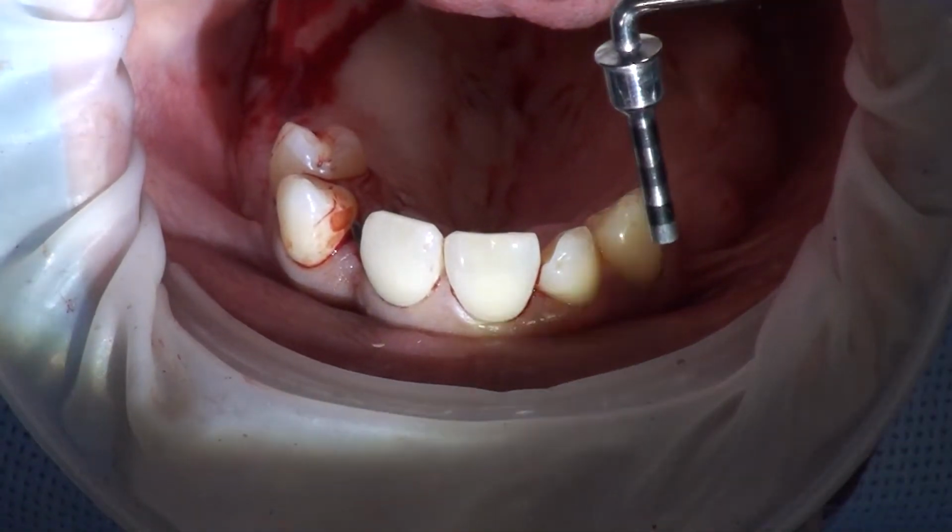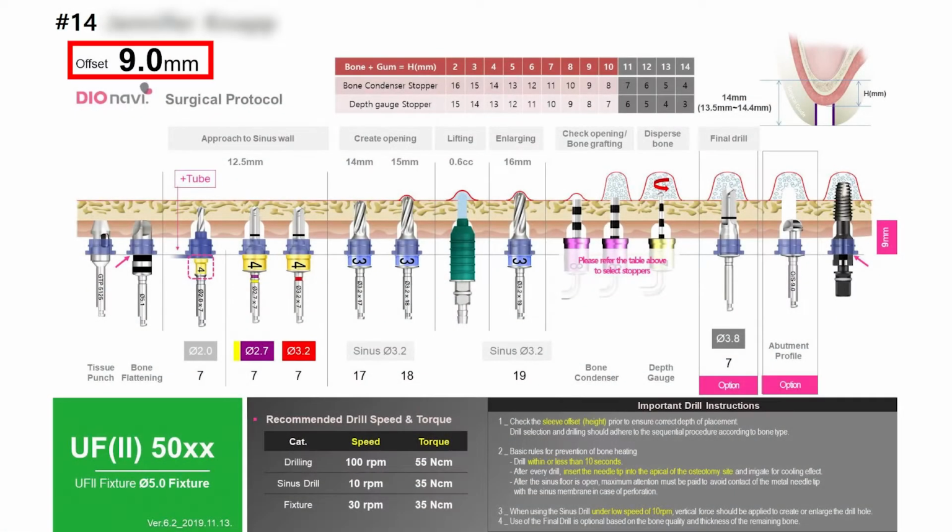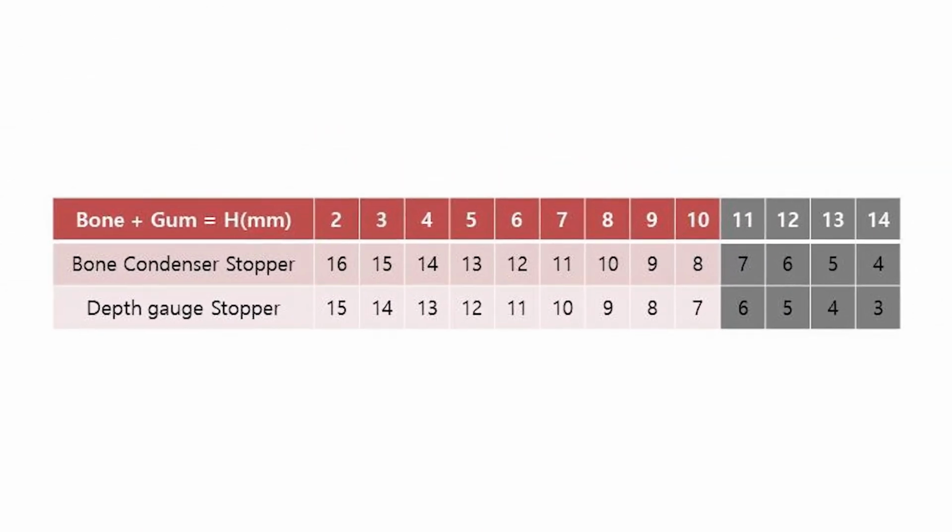Okay? The H value is written on your surgical protocol at the very top. So when you find out what the bone plus gum height is, that's called your H value. Based on your H value, it determines what your bone condenser stopper height is. And again, that table is found on your protocol.